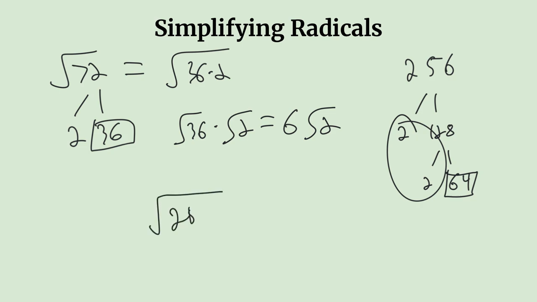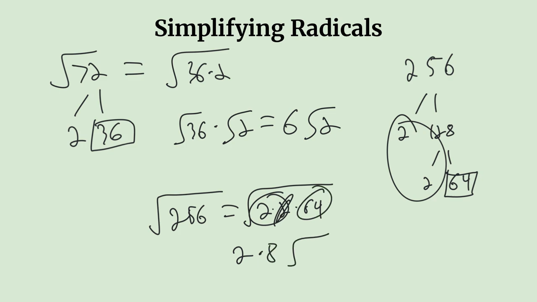Square root of 256 equals 2 times 2 times 64. When you've got a pair of a number, one of the numbers comes out, the other one goes away. For 64, that's just 8. And since all of these simplified, there's nothing left there, so it just disappears, and you're left with 16.